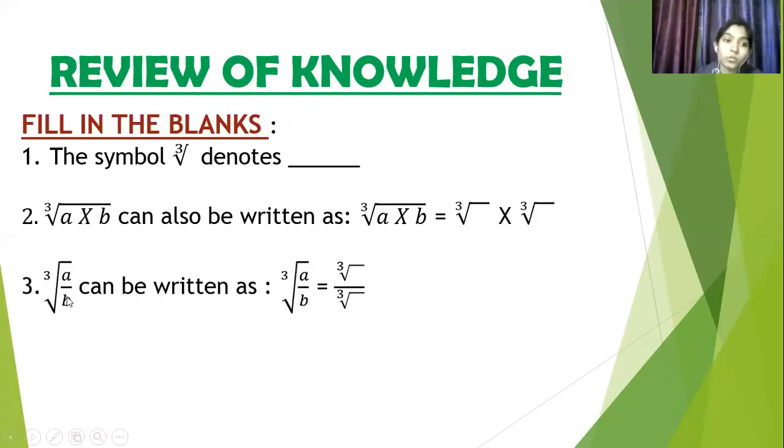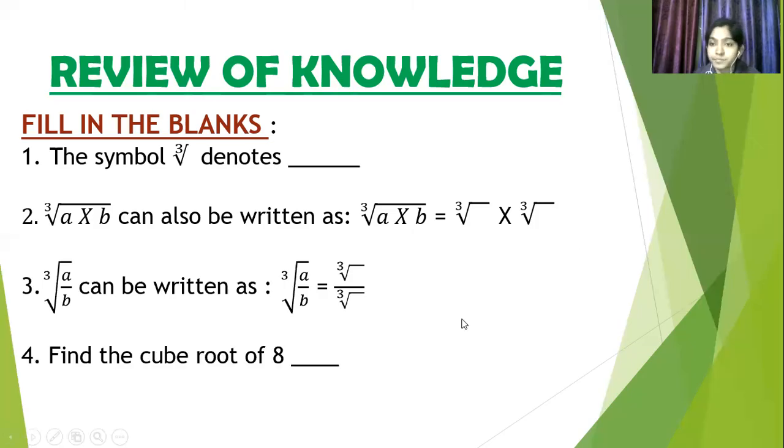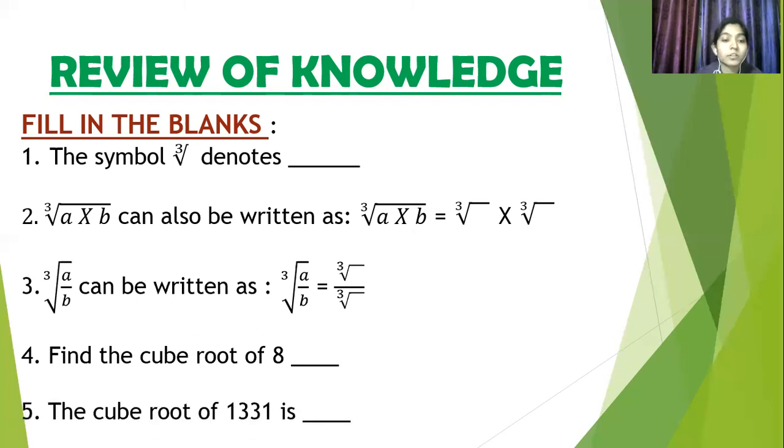Very good. So cube root of a upon b can be written as what? It can be written as cube root of a upon cube root of b. Very good. Now find the cube root of 8. It will be 2. Very good. The cube root of 1331 is what? It will be 11. Very good.